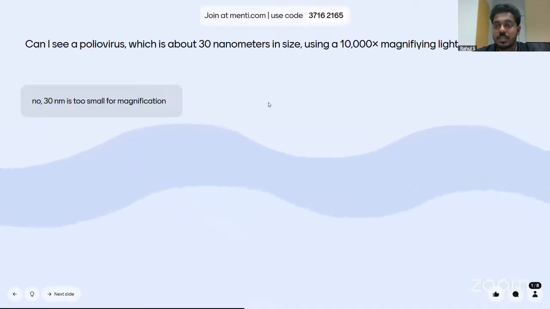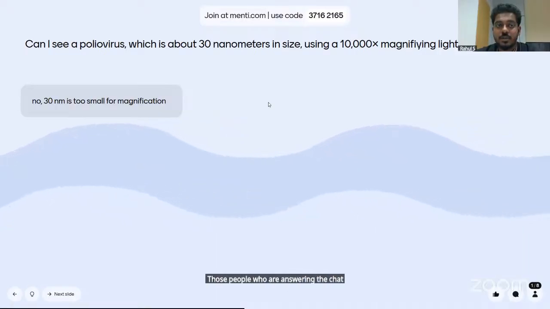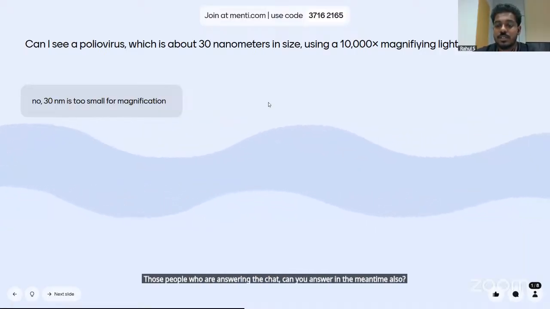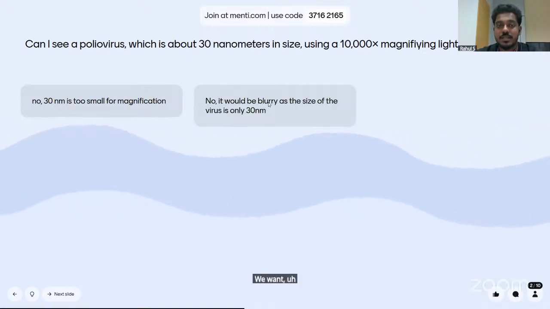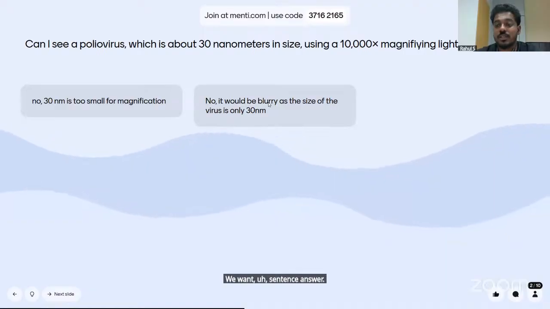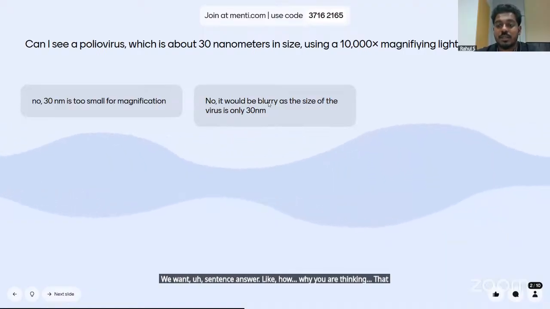Those people who are answering in the chat, can you answer in the Mentimeter also? We just want a sentence, not just yes or no. We want a sentence answer, like why you are thinking that it can be seen or it can't be seen.